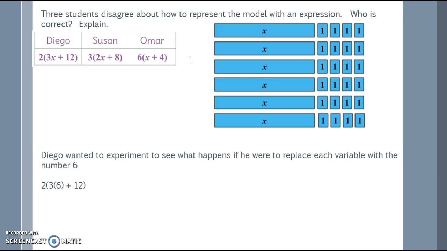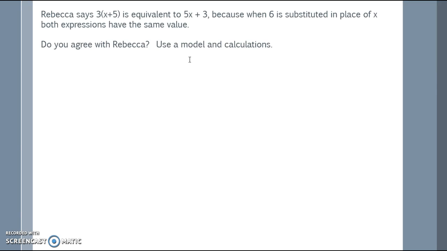So he took 2 times the quantity 3 times 6 plus 12, which is 2 times the quantity of 18 plus 12, which is 2 times 30, which is 60. So let's try that method with Susan, replacing x with 6. So 2 times 6, which is 12. And 12 plus 8 is 20, times 3 is 60. And 6 plus 4 is 10, times 6 is also 60. So we can say that they're also equivalent because they give the same number.